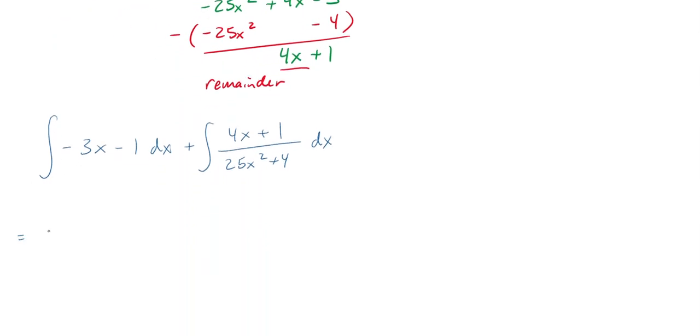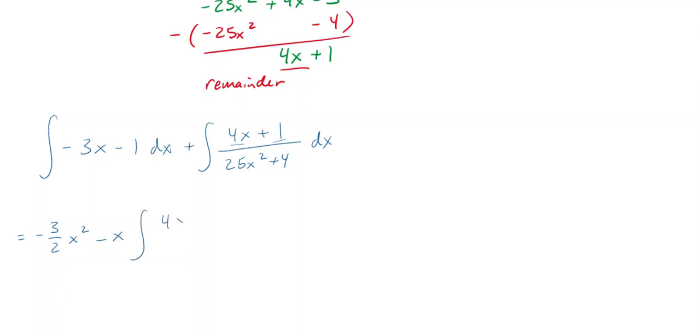So the first part I can just go ahead and integrate using power rule. So this will become negative 3/2 x squared minus x. For the second part, this one's kind of tricky, and I'm actually going to split this up again into two separate integrals, one for each term of the numerator.